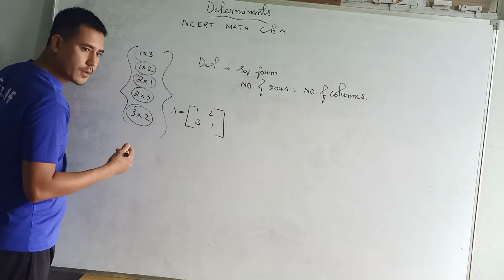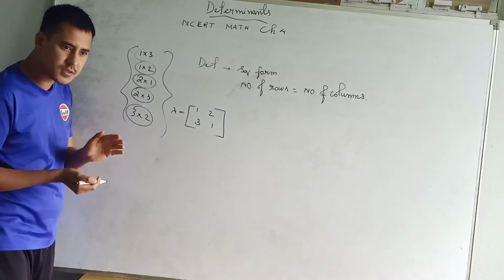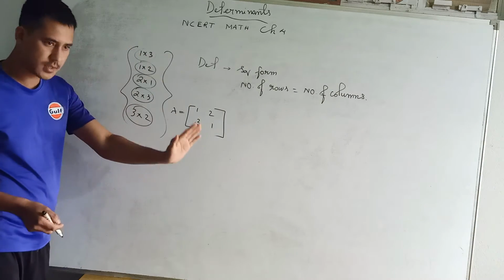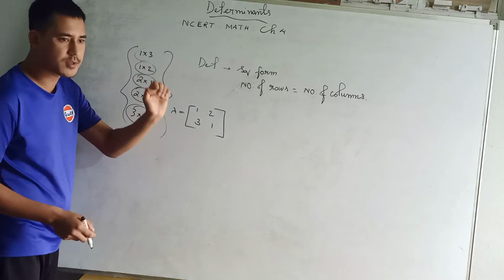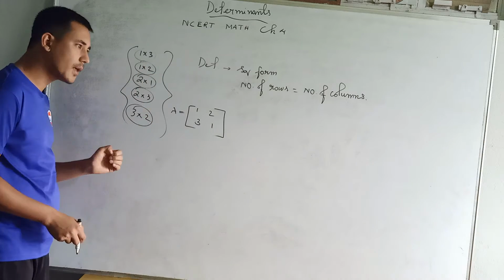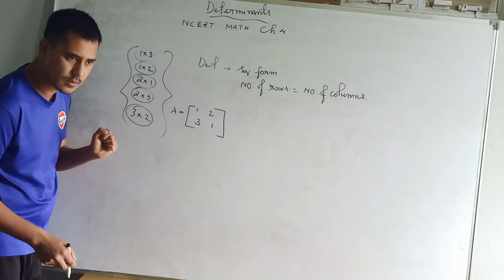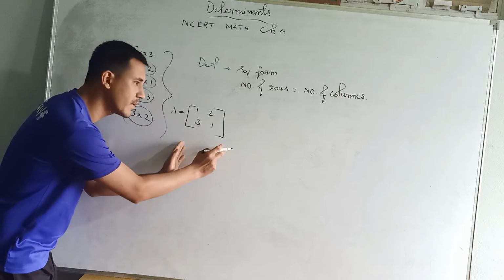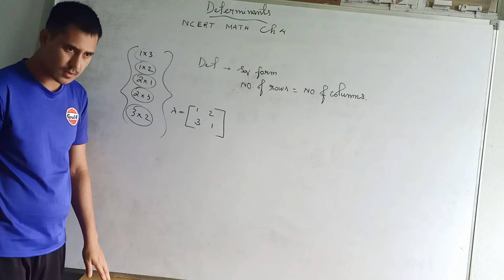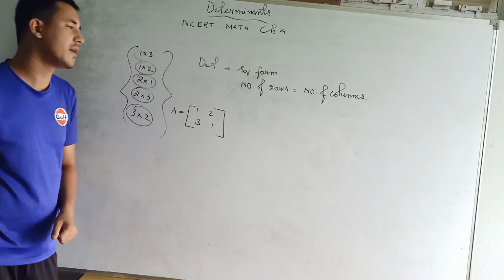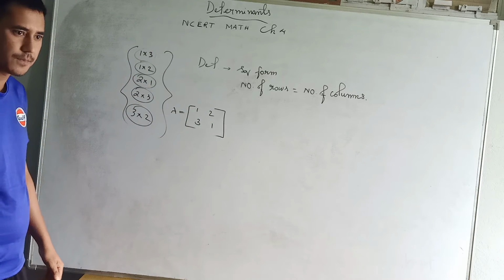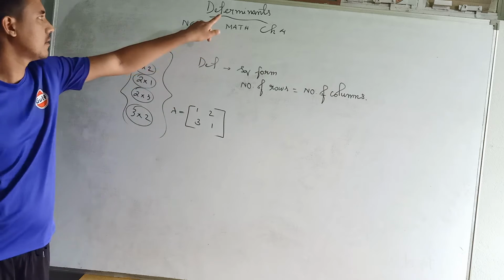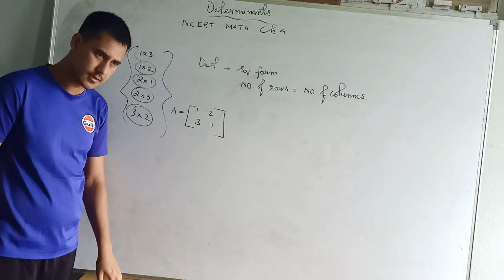Now, matrices had only limited properties. We can add 2 matrices. We can subtract 2 matrices. We can multiply 2 matrices. We can multiply a matrix by a scalar, right? But we cannot expand a matrix. Is it okay? So in order to expand a matrix, we need a certain quantity. We need something known as determinants.